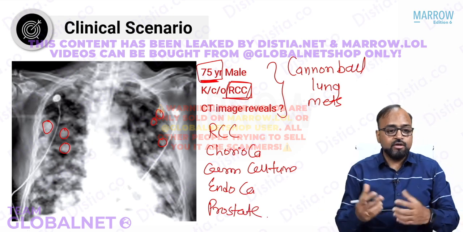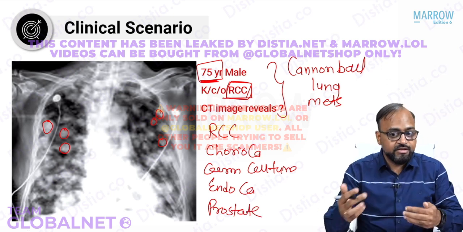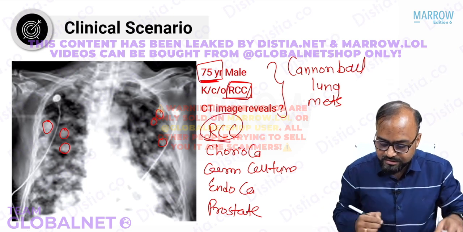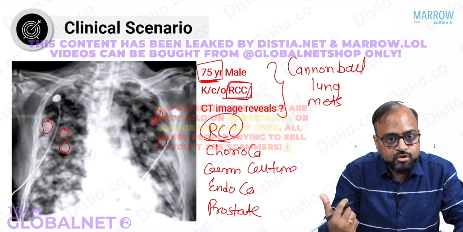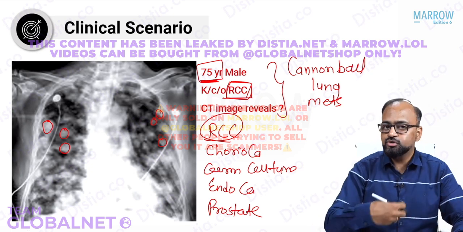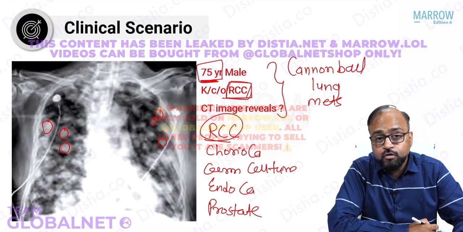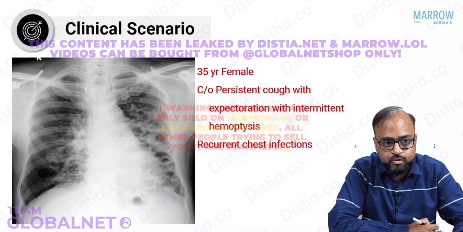Right? So cannonball lung mets is a feature of aggressive disease. Most commonly it is seen in RCC. It can be seen in choriocarcinoma, germ cell tumors, endometrial carcinomas, or prostate cancer as well. So this is hematogenous spread of the cancer to the lungs, forming multiple large cancerous deposits.